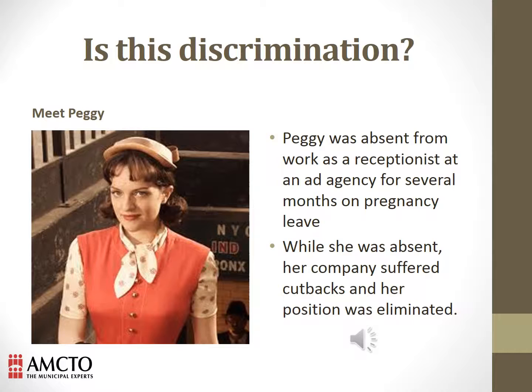The employer was able to demonstrate to the tribunal's satisfaction that the reason for the termination was a loss of business, necessitating the elimination of Peggy's position. In a human rights case at the tribunal, the burden is ultimately on the applicant to demonstrate that the code has been violated, and Peggy wasn't able to do that in this case.